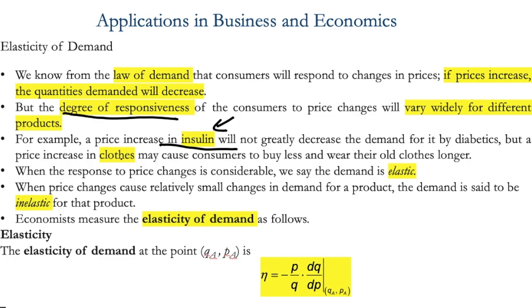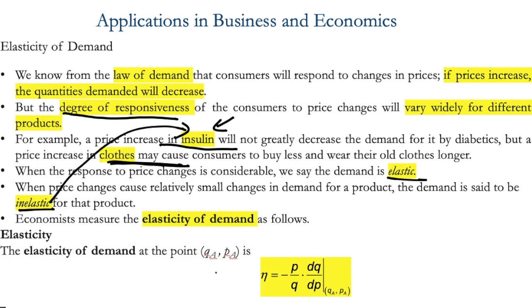When the price changes, it means that the consumers are not very elastic. I mean the demand. But for the second example here, the demand is very elastic. So here, when the price changes cause relatively small changes in demand for a product, then we say it is inelastic, like in the case of insulin. But in the case of clothes, it is very elastic. So how do we measure the elasticity of demand, or in particular the price elasticity of demand?